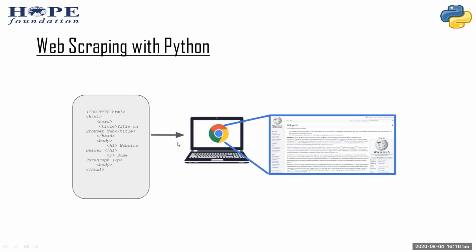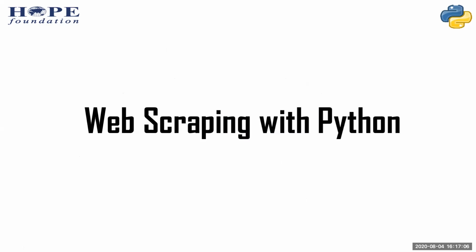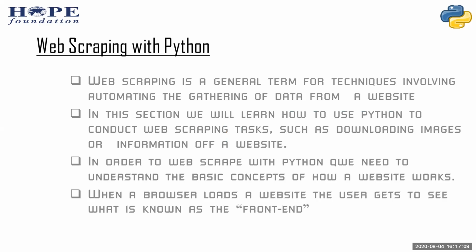I think we have already discussed this, but I'll start from scratch. Web scraping is a general term for techniques involving automating the gathering of data from another website. Whichever website you want, you can scrape the data automatically. In this section we will learn how to use Python to conduct web scraping tasks such as downloading images or information from websites.